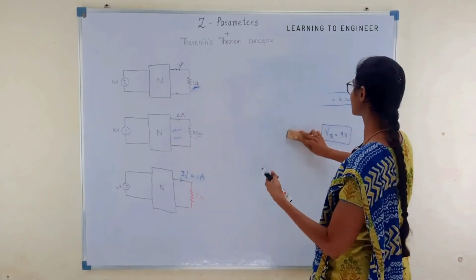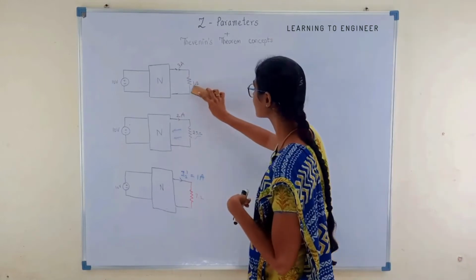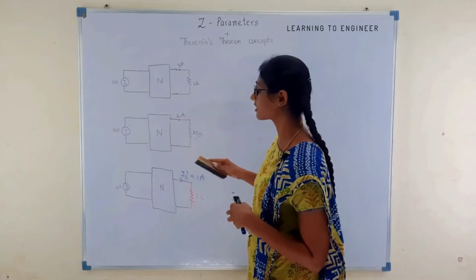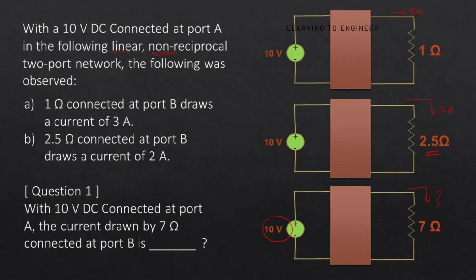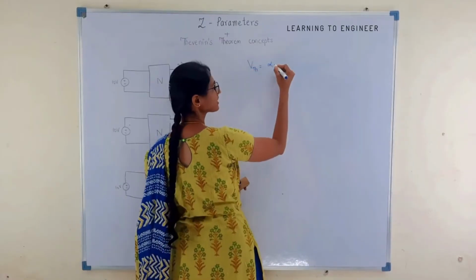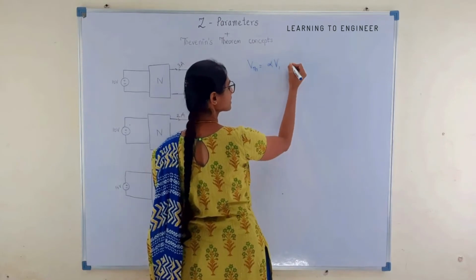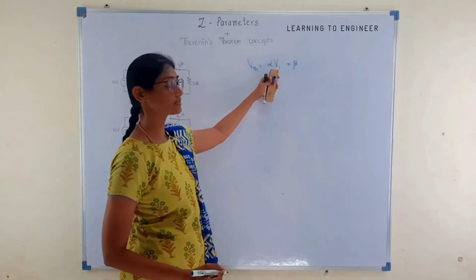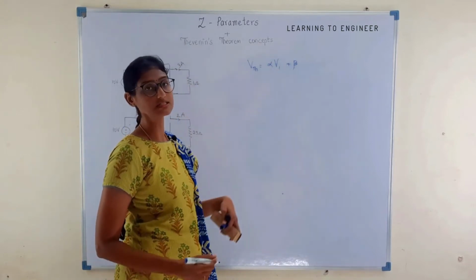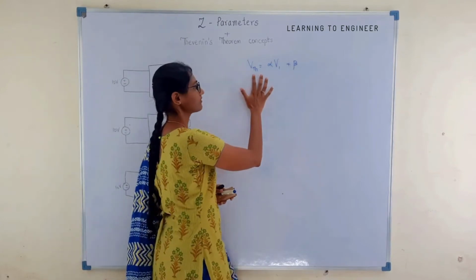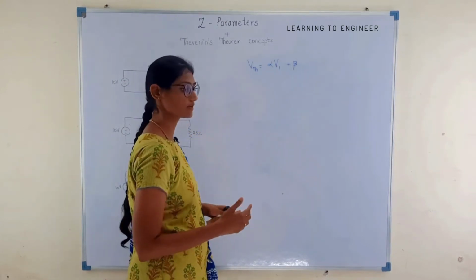In this network, it's clearly given that this is a linear and non-reciprocal network. So, what can we conclude? Since it's not reciprocal, there should be some dependent sources present here. Okay. So, the Thevenin equivalent voltage will be some constant times the input voltage plus beta. Both of them are constants, because this represents the dependent source and this represents the independent source. Okay. So, what we will do, we will find VTH using the information that is given to us.